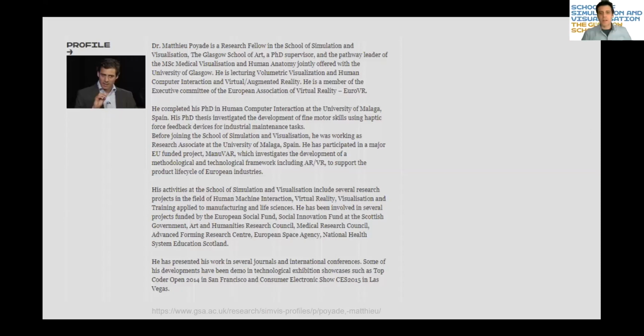Hi everyone, I'm Matthieu Poyade. I am the pathway leader of the master degree in medical visualization and human anatomy at the Glasgow School of Art, jointly with the Glasgow University. I am also the secretary of the European Association for Extended Reality. At the Glasgow School of Art, I'm working in a small school, which is the latest one added to the family, called the School of Simulation and Visualization. It's hard to say. I'm also a lecturer in HCI, VR, and AR in a master degree about visualization.